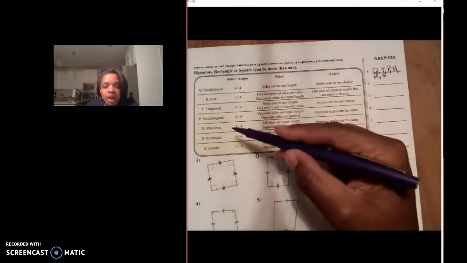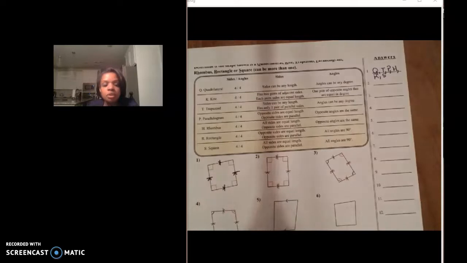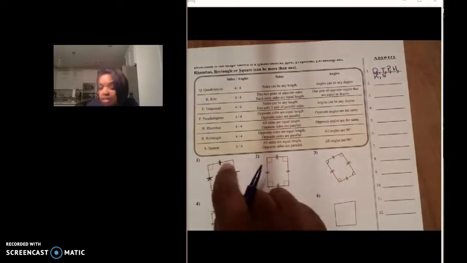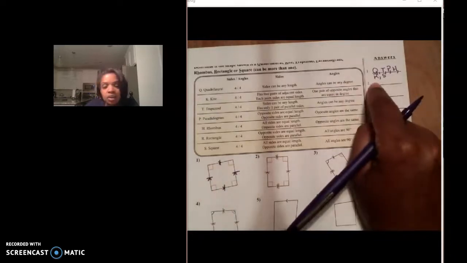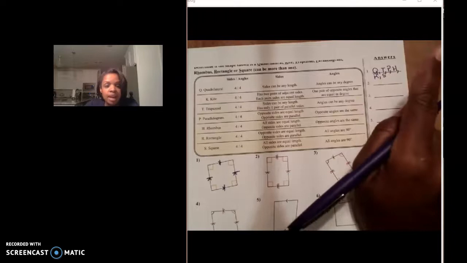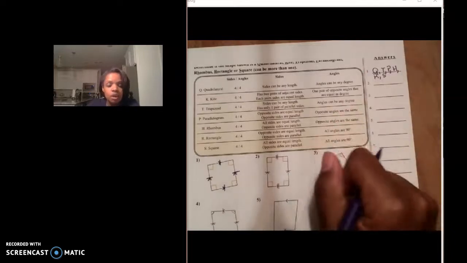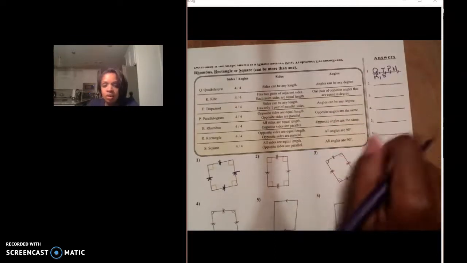It is also a rhombus because it has 4 congruent sides. So each one of these tick marks represents that each one of those sides is the same. And it has 4 right angles. So because of those 4 right angles, it is a rectangle. And because it has 4 right angles and has 4 congruent sides, it is also a square. So number 1 has everything except for a kite.